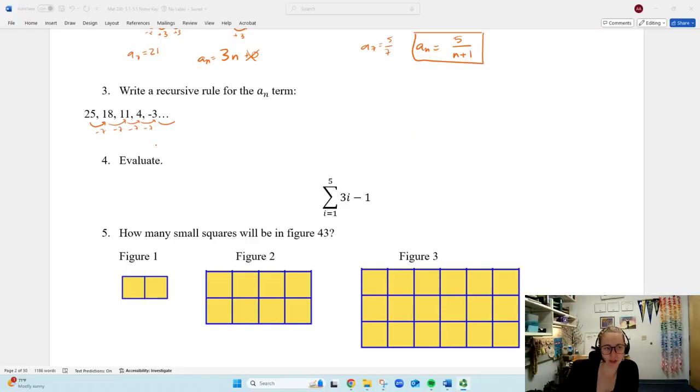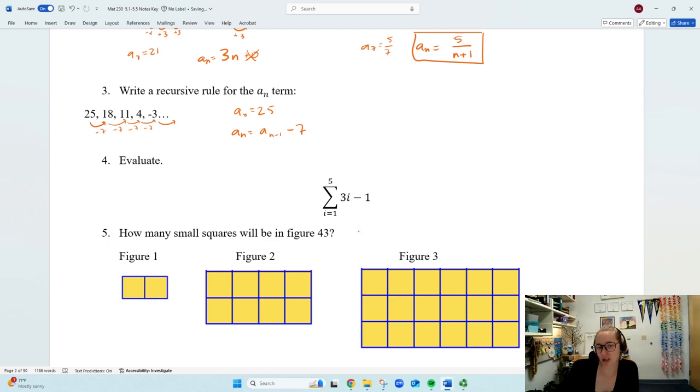So on my next question right here, I could definitely write an explicit formula because this has a common difference of -7. But it says to write a recursive rule. So for recursive, I need to actually state what my beginning term is. My beginning term is 25. And then I write my pattern based on the term right before. So the term right before 18 is 25, and to get from 25 to 18, I'm actually subtracting 7. So this would be my recursive equation for that.